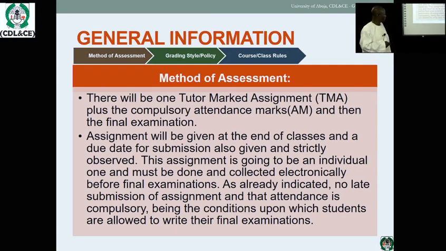This assignment is going to be individual assignments, which must be done and collected electronically, because we have given the tutor profile. We use that profile, particularly the email address, to send those assignments. As already indicated, no late submission of assignment, and attendance is compulsory, being the condition upon which students are allowed to write their final exams.